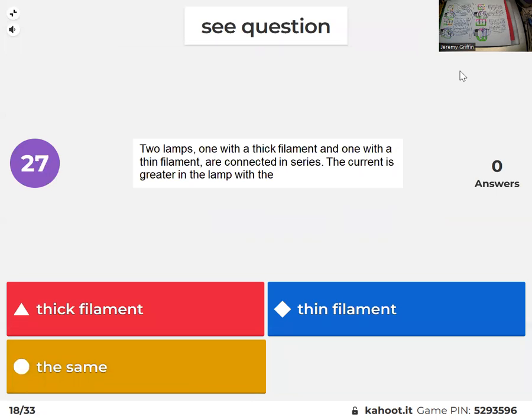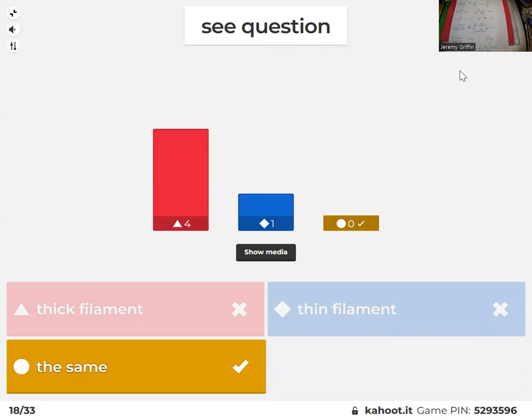Two lamps, thick filament and thin filament, connected in series. What's true about the current? Oh, no winners. Flip over here. Let's take a look at this.